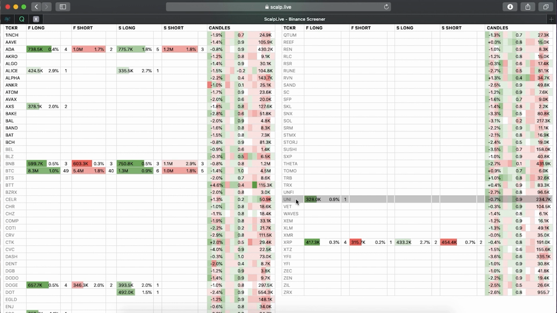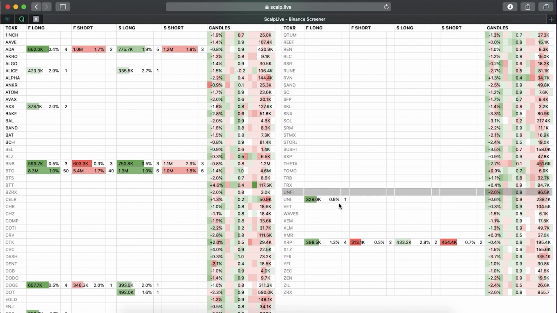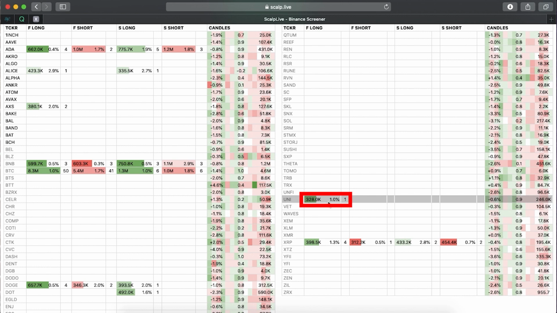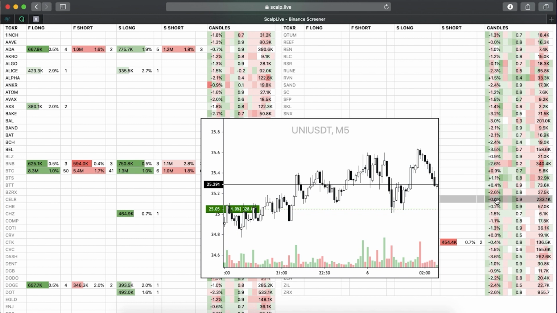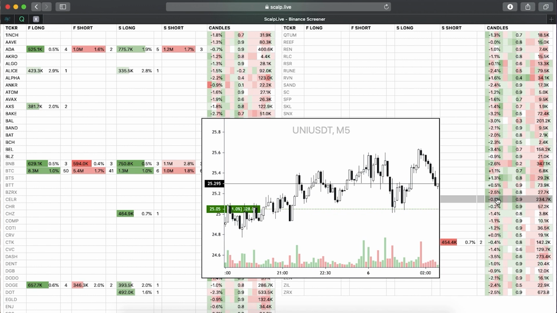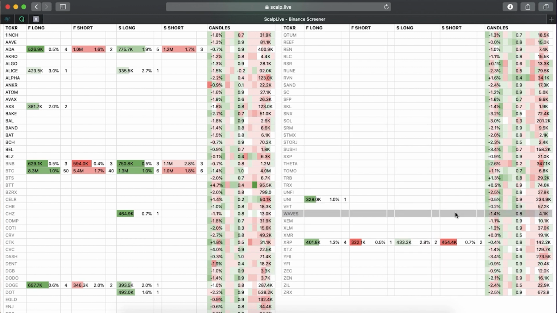In another case, we can see that there is a player or a bunch of players together who would probably use 328,000 USDT to get into the long position on UNI futures. And by multiplying the price per unit by the number of units, we can calculate how much money the person is going to invest in the order. It is a huge amount of money.